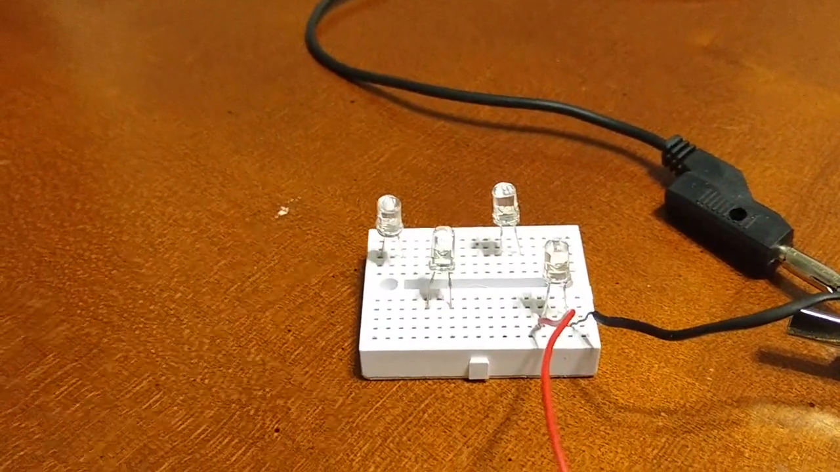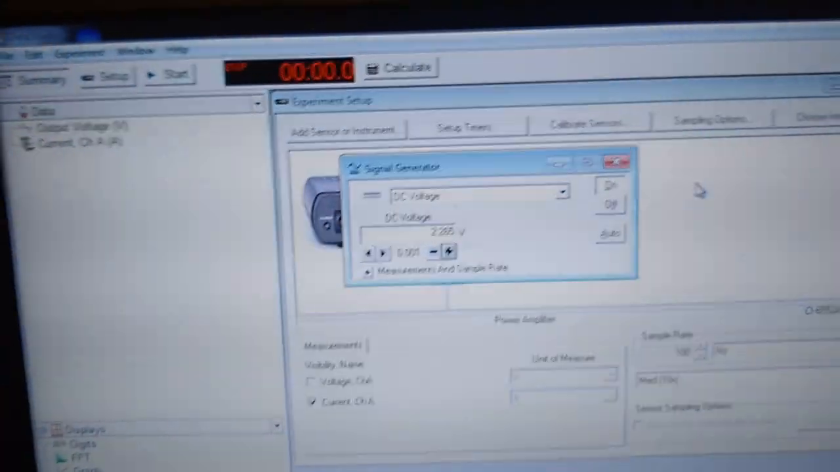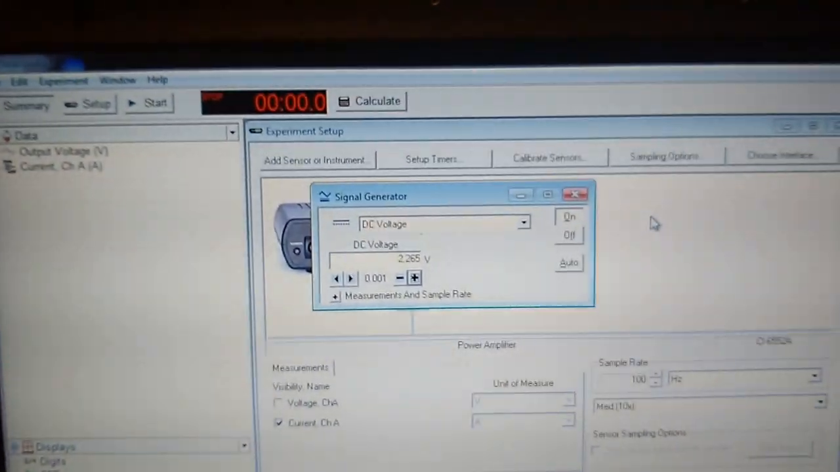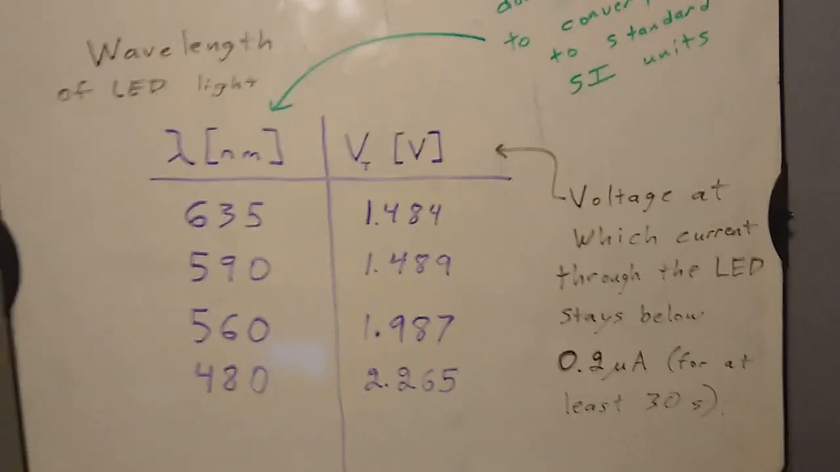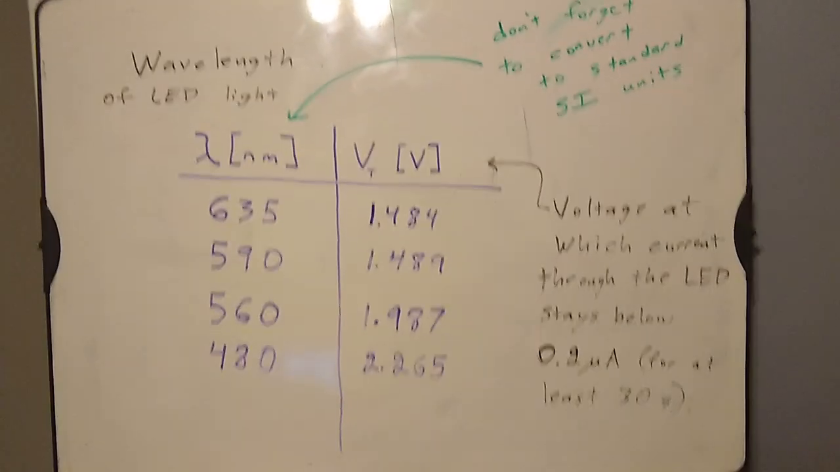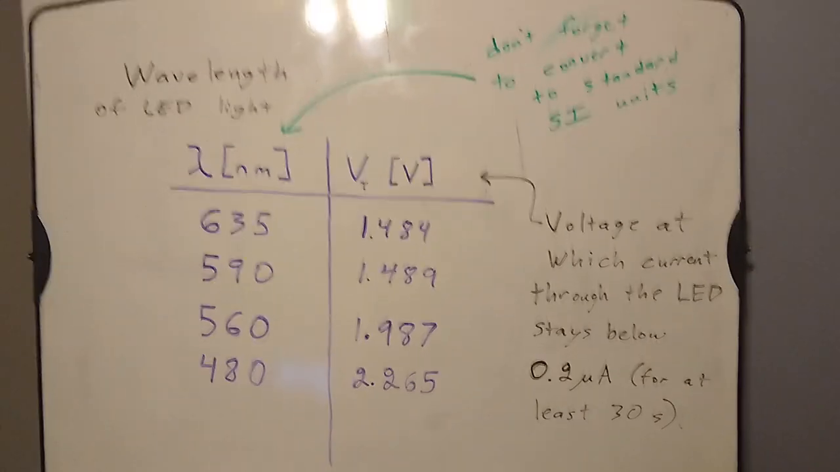So right now, this light is barely turned on at a voltage of 2.265 volts. So I enter 2.265 volts onto my data table, and I get something that looks like this. So this is my data collection for this lab.